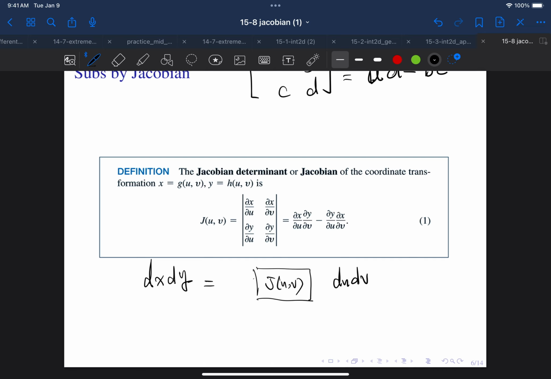We can write this as J(u,v), or sometimes people write this as another Jacobian notation we used to write. So that means when you do the substitution in an integral with respect to dx dy, if you want to change it to du dv, then this is the crucial factor you want to multiply by.